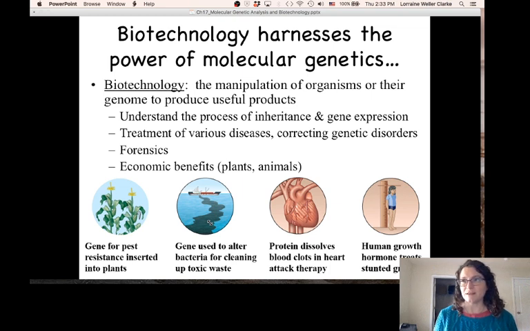Another one is to actually create a protein. Remember, these next two are going to be a little bit closer to the insulin, using bacteria as factories to create specific proteins, okay? So creating a protein that dissolves blood clots in heart attack therapy. This one is more using bacteria to be protein factories. Isolating an already existent protein in humans and amplifying it to be used as a medication, similar with the human growth hormone and insulin.